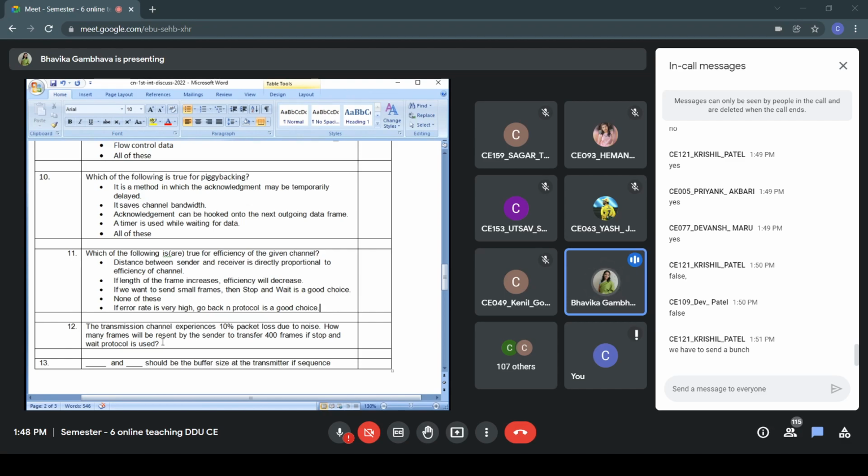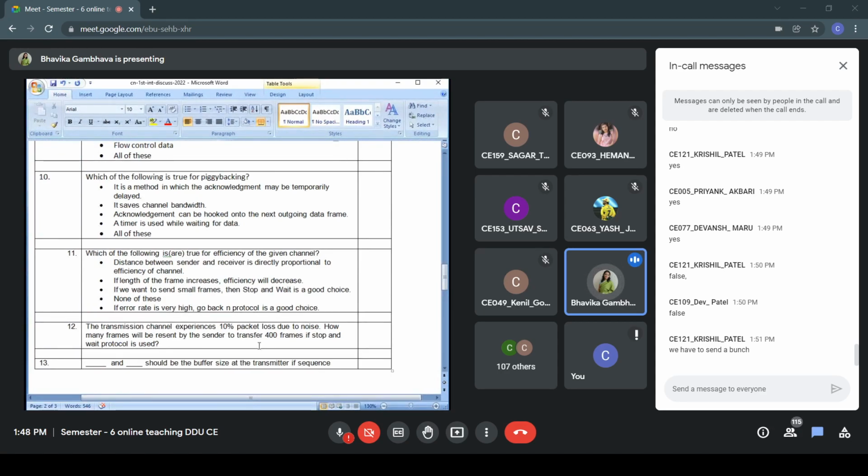Okay. So the next one, surprisingly many of you got incorrect. I thought most of you would get this correct, but many of you left it halfway. You didn't think it through properly. It says the transmission channel experiences 10% packet loss due to noise. So there are errors on the link and 10% of the packets you send will be dropped. How many frames will be resent by the transmitter to transfer 400 frames if the stop and wait protocol is used?